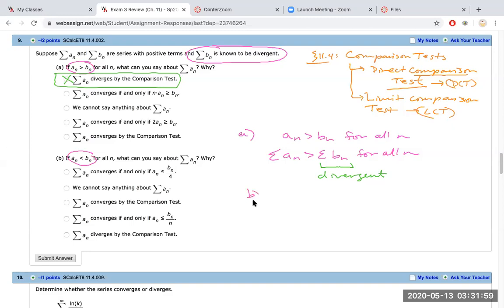For part B, a sub n less than b sub n for all n. Summation a sub n less than summation b sub n for all n. We know that series b sub n is divergent. Problem is, it's the greater series in this case. So we don't know any information about the lesser series. Okay, we don't know if this is convergent or divergent. Series a sub n, okay?